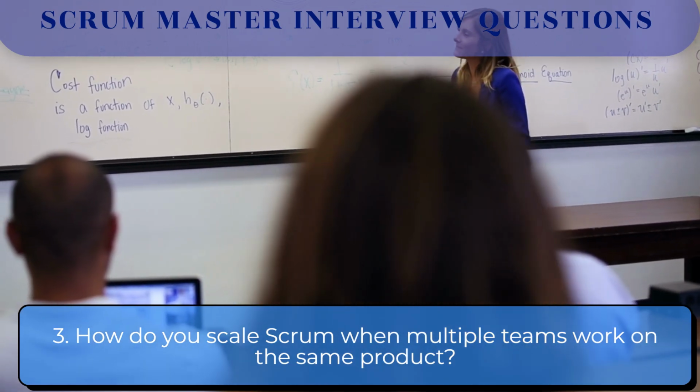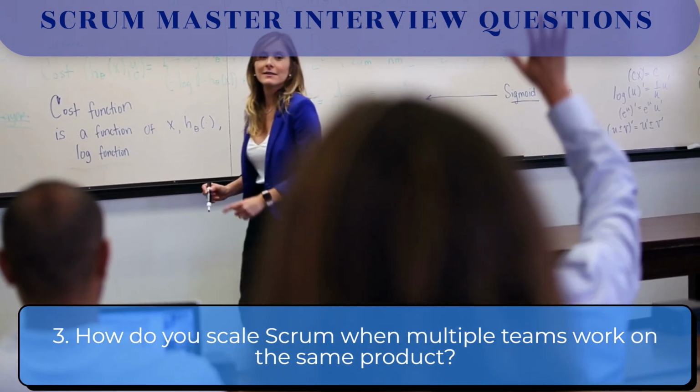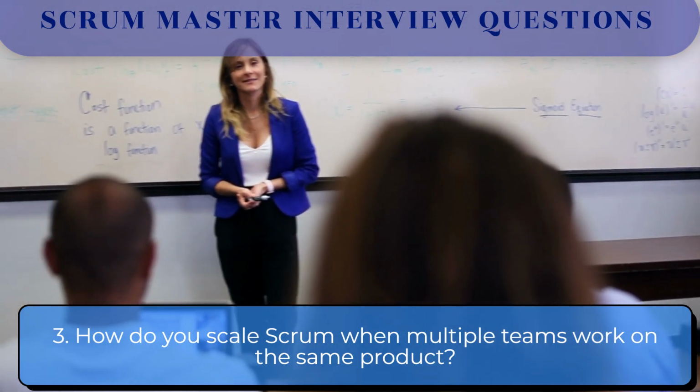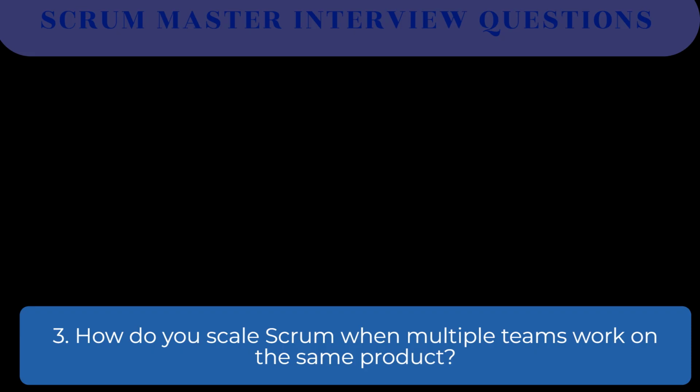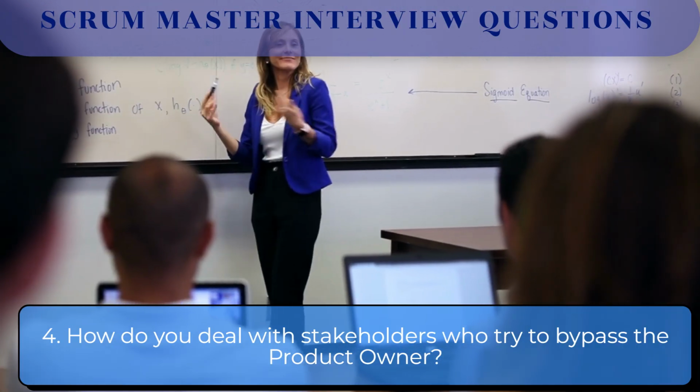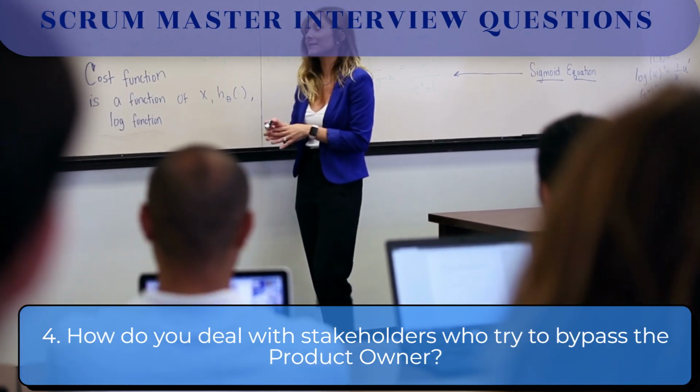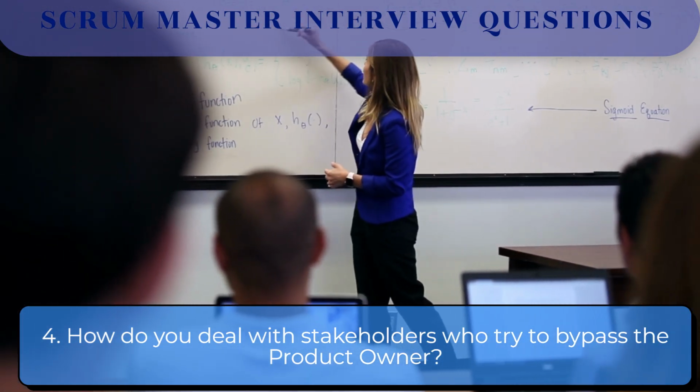Explanation. This checks your real-world experience with scaling Agile, not just single-team Scrum. 4. How do you deal with stakeholders who try to bypass the product owner?